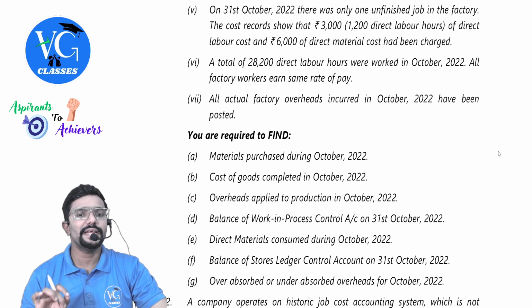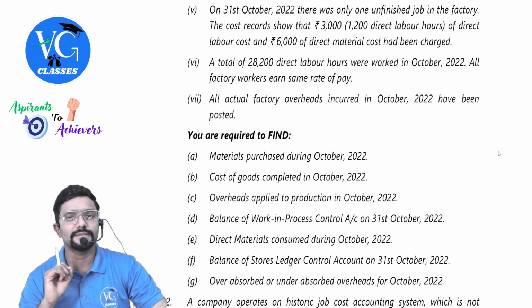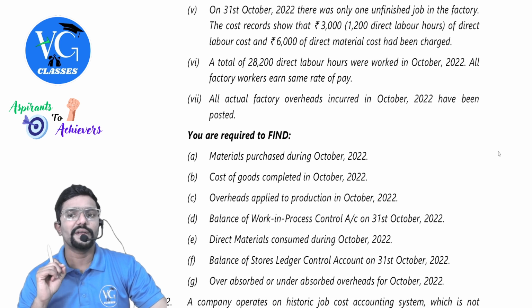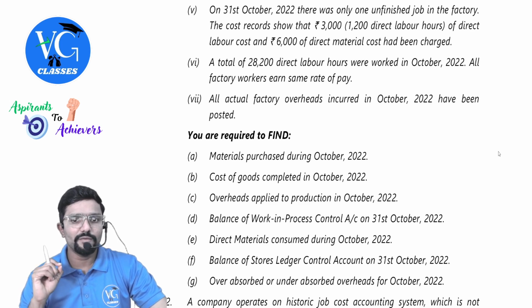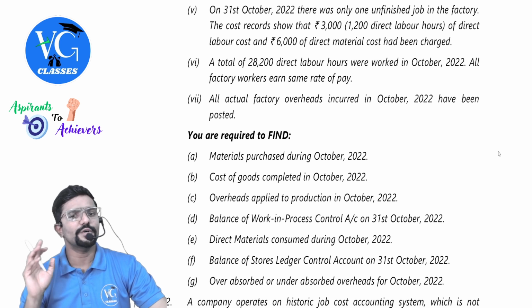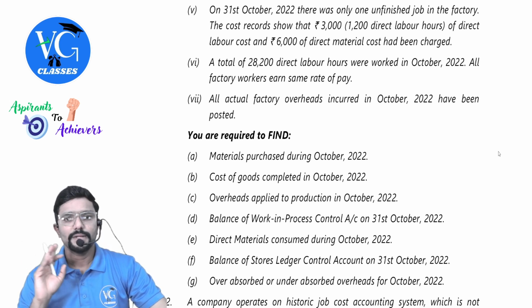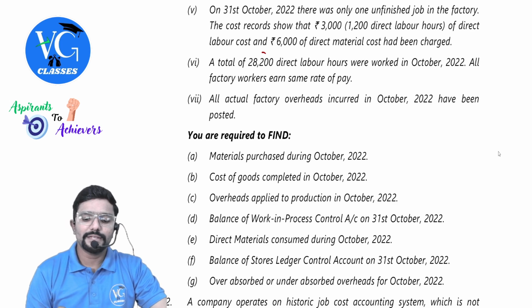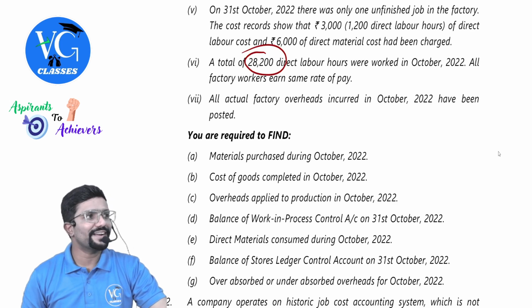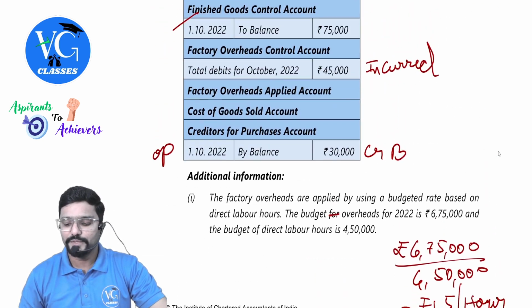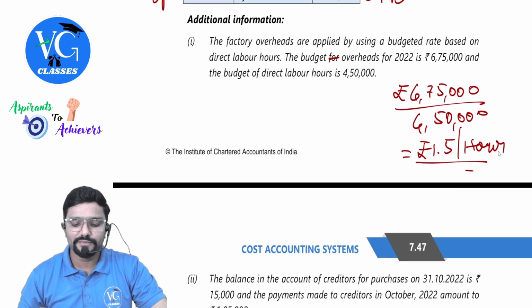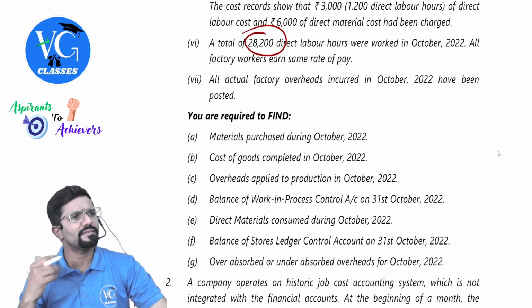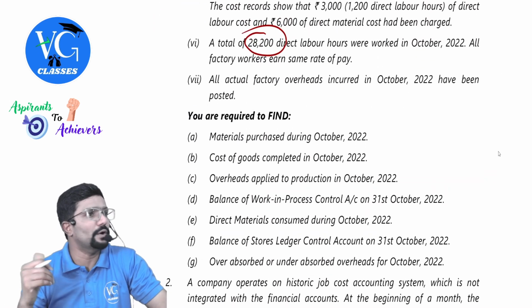A total of 28,200 direct labor hours were worked in October 2022. All factory workers earn the same rate of pay. All actual factory overheads incurred in October have been posted. So the actual labor hours worked is how much? 28,200. Now, if I ask you how much factory overhead is absorbed: 1.5 per hour factory overhead per hour. How many hours have we worked? 28,200. Multiply both, you will get the factory overhead absorbed.